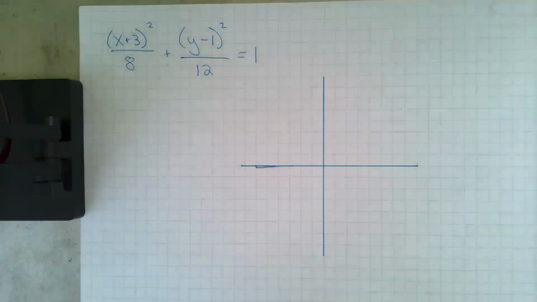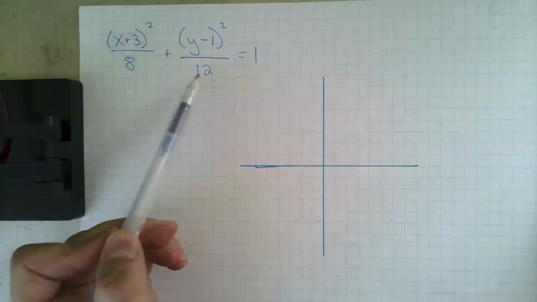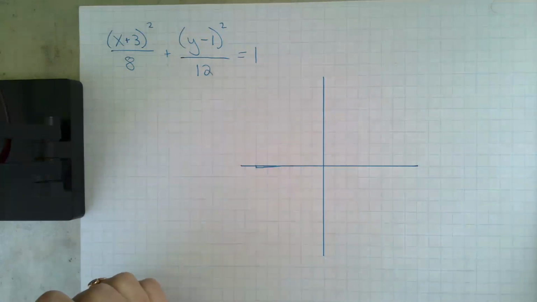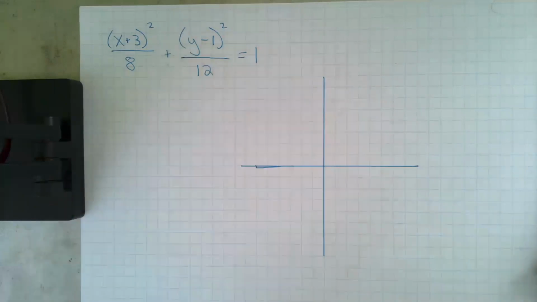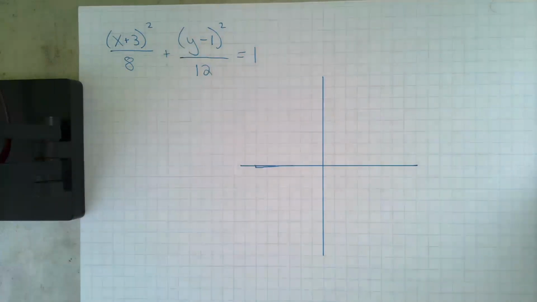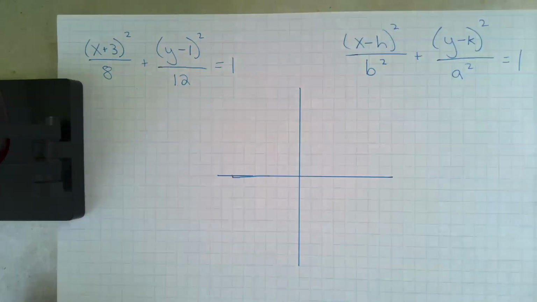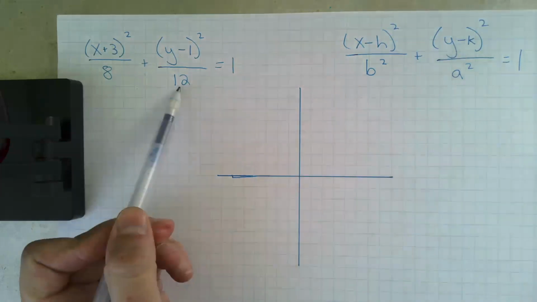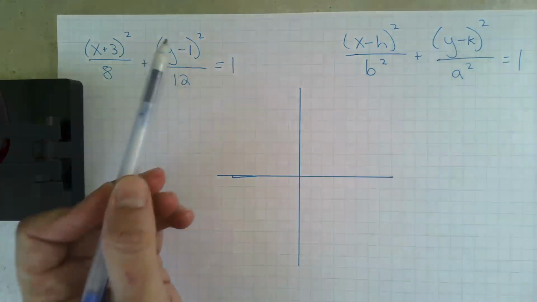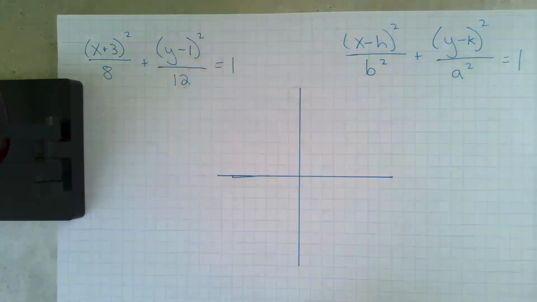Okay, now, the next thing to note is that in an ellipse, a squared is always considered the larger of the two numbers. So I note that my larger number is under my y squared term. When I write my parent equation for reference, I'm going to write it like this, and you'll notice that I put my a squared term under my y squared term, the same way that 12, my larger number, is under my y squared term.